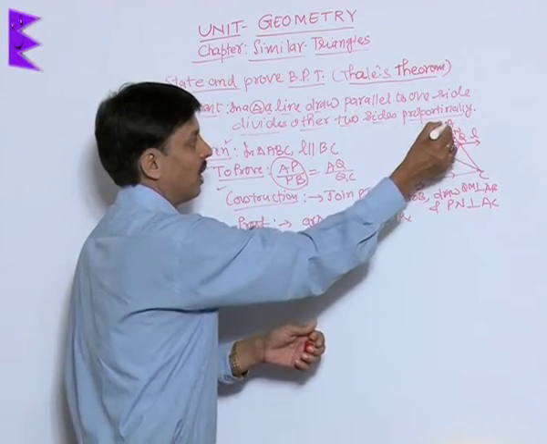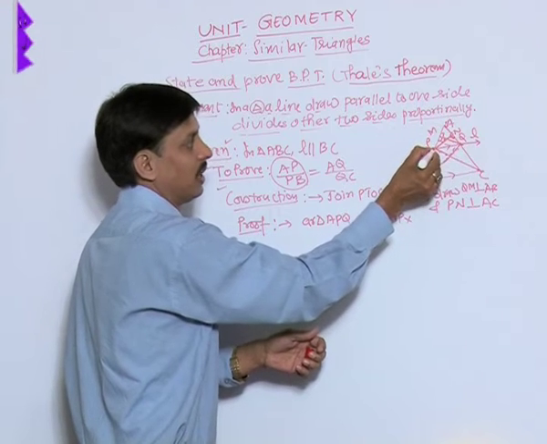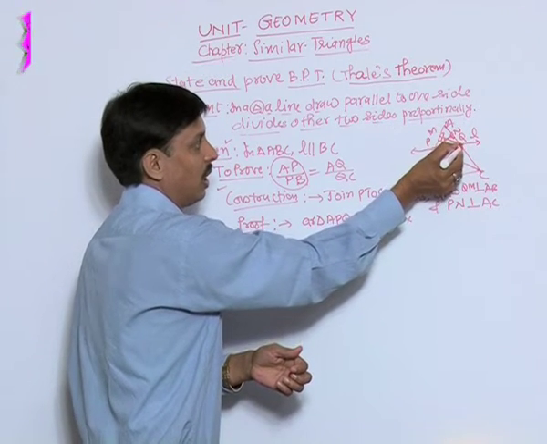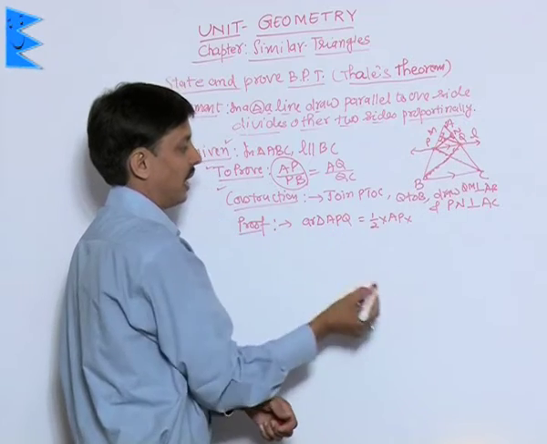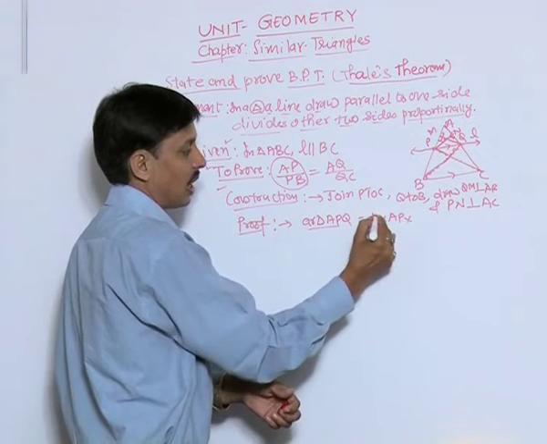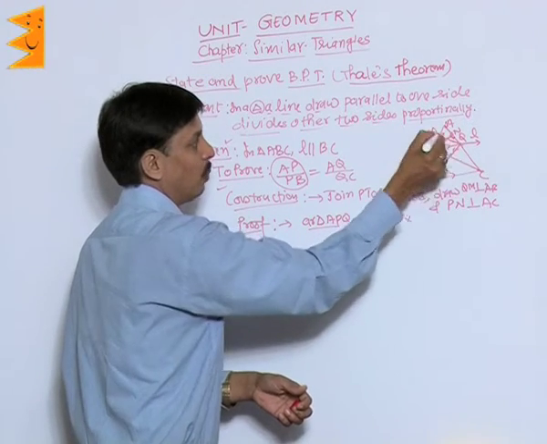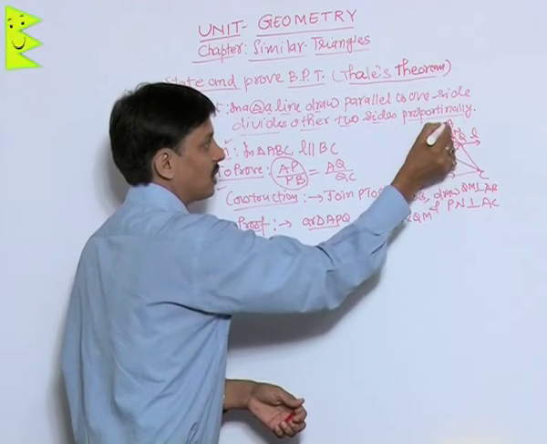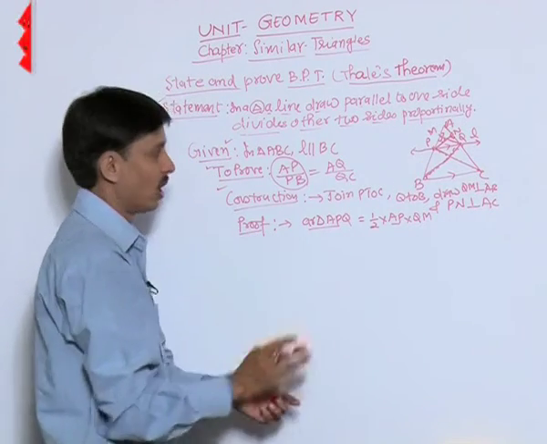So in case of triangle APQ, if AP is the base, then the third vertex Q will be chosen to draw the perpendicular, and QM is perpendicular, that is the height. Area of triangle is half base AP into perpendicular QM. Half AP into QM is the area of triangle APQ.